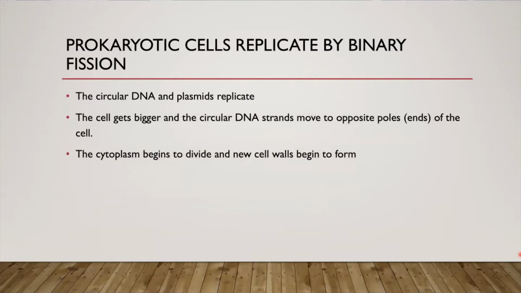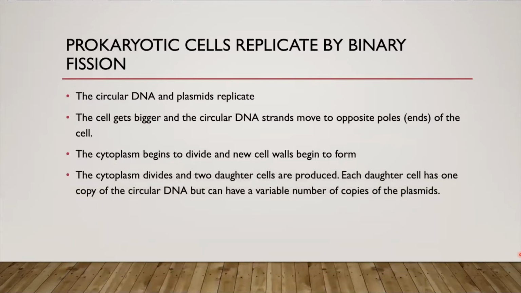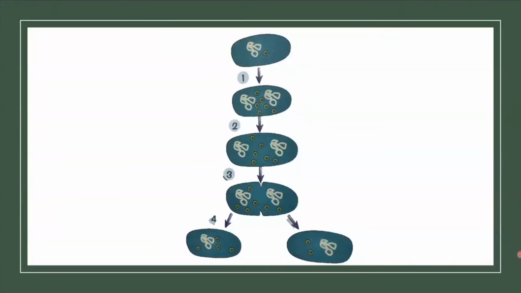The cytoplasm begins to divide and new cell walls begin to form. And the cytoplasm divides and two daughter cells are produced. Each daughter cell has one copy of the circular DNA, but can have a variable number of copies of the plasmids. So here we have an image showing that.